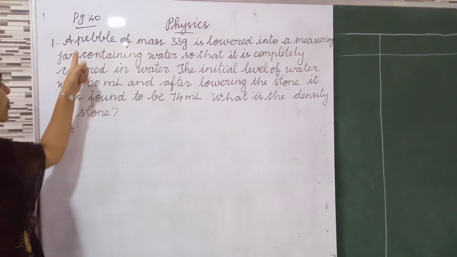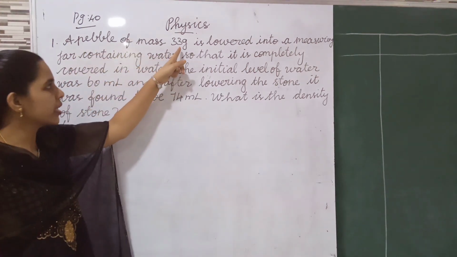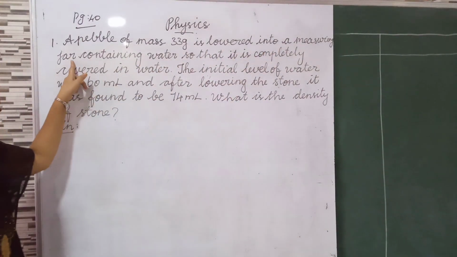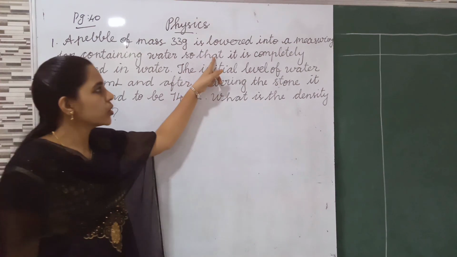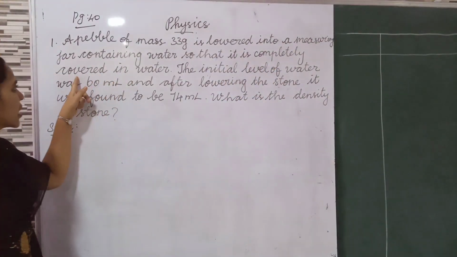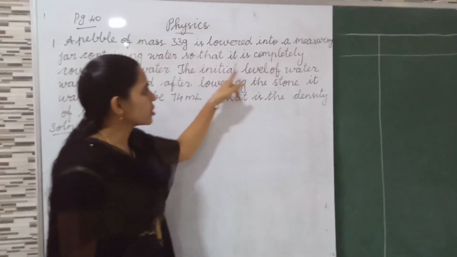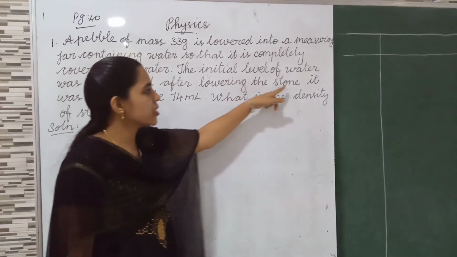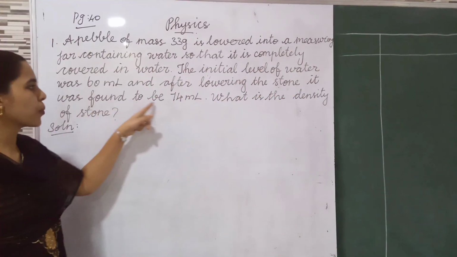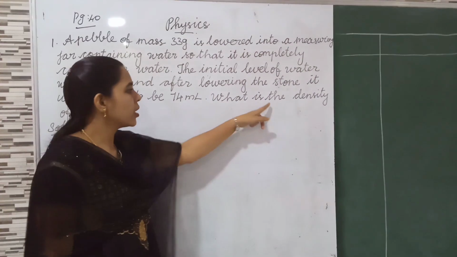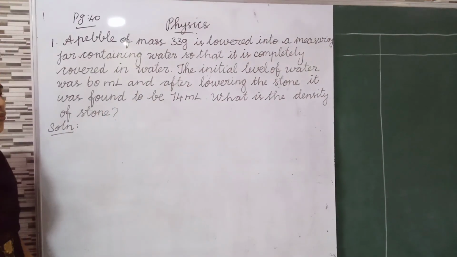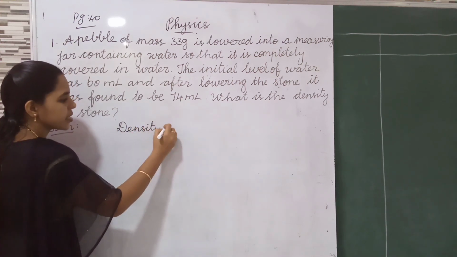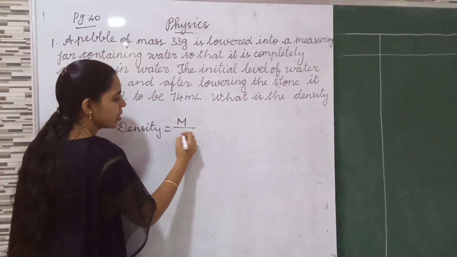Children, next question. A pebble of mass 33 gram is lowered into a measuring jar containing water so that it is completely covered in water. The initial level of water was 60 ml and after lowering the stone, it was found to be 74 ml. What is the density of stone? We have to find the density. Okay. What is the formula for density? Density is equal to mass by volume.